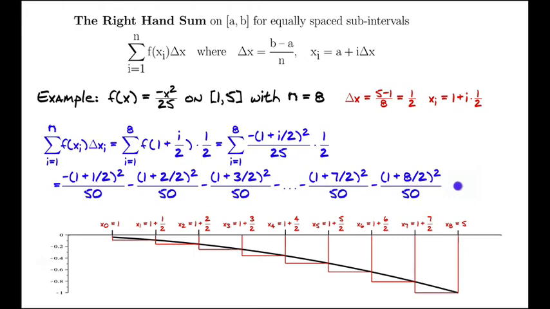This is just one big fraction. We can compute it. We get minus 19 over 18. That's minus the sum of the areas of these boxes. And we use a minus sign again because we're below the axis. That's the right-hand sum for general intervals.